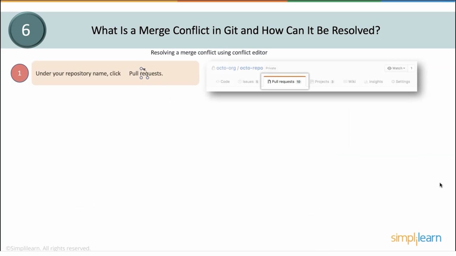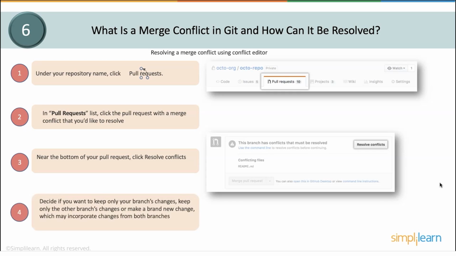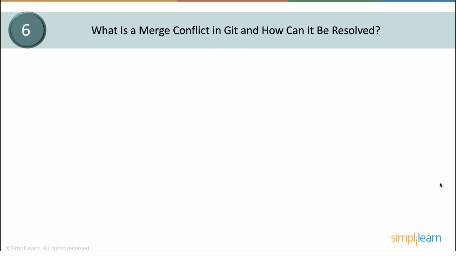Now, when we talk about how a git merge conflict can be resolved, we have a pull request, which is available under the repository name, and you click it there. In the pull request, you click the pull request with the merge conflict which you would like to resolve. Near the bottom of your pull request, click resolve conflicts. So you decide which one to keep and which one to avoid. That really makes your life simpler, to avoid the conflict, or in case a conflict comes, to fix it.